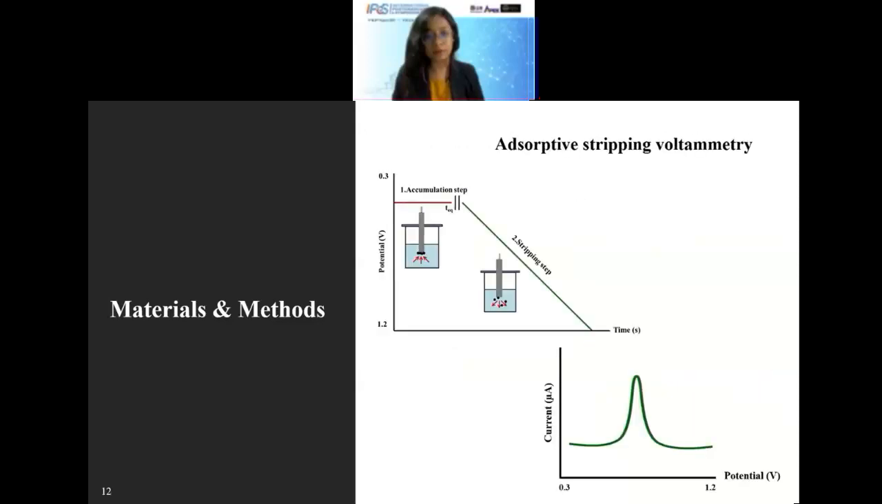Evaluation of xylazine was studied by exhaustive stripping voltammetry technique. This technique is widely utilized to enhance and improve the sensitivity and sensing range of electrochemical methods. It consists of two main steps. First, the accumulation or deposition step involves the adsorption of the target analyte on the working electrode surface.